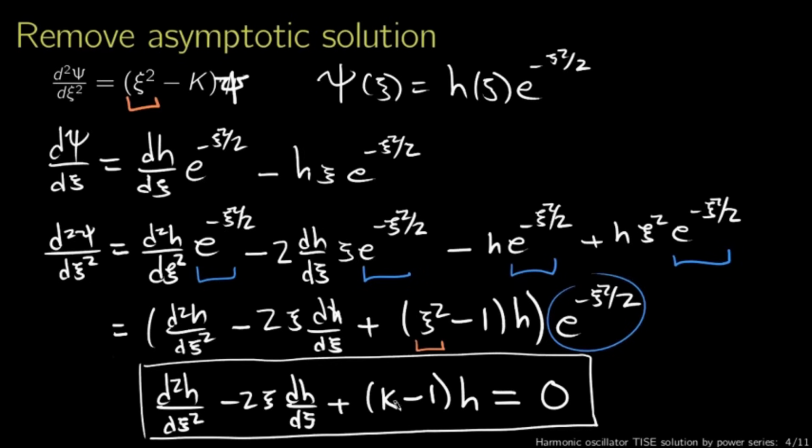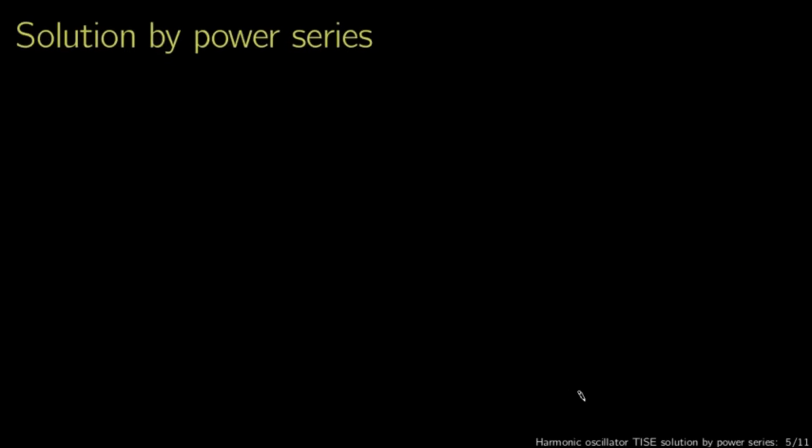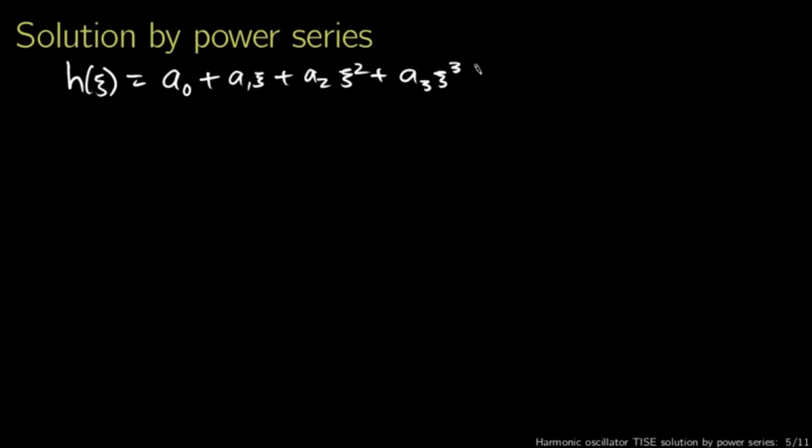So how do we solve this? This doesn't really look all that more simple than the equations we started with. Solution by power series essentially proceeds as a guess. What we guess is that our solution, in this case our solution is h of xi, is going to be given by a power series with unknown coefficients, a0 plus a1 xi plus a2 xi squared plus a3 xi to the third power. You get the idea.